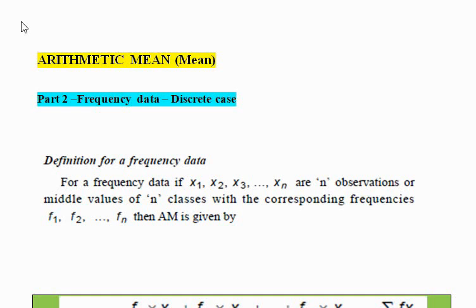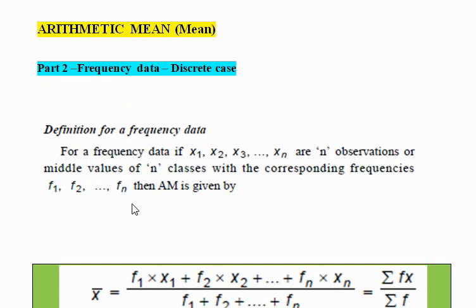Today we are going to deal with the topic Arithmetic Mean, or simply Mean, Part 2: Frequency Data in Discrete Case. The last class we discussed Part 1, Individual Data. Now Part 2, Frequency Data, Discrete Case. And we can look at the definition for frequency data.